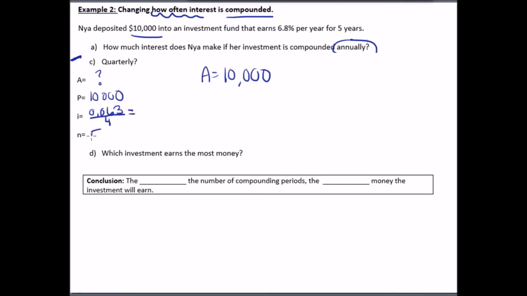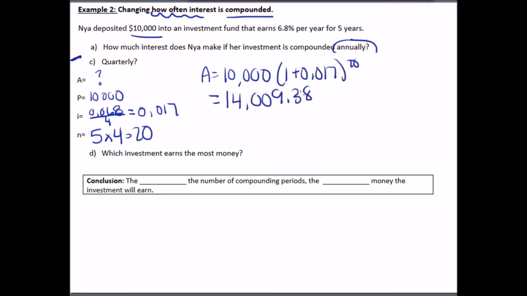But then for the 5 years, it's going to be multiplied by 4. So we're going to get it paid out 20 times, and 0.068 divided by 4, it's going to be an interest rate of 0.017. So 1 plus 0.017 to the 20. Okay, 10,000 times 1.017 to the 20. This is going to pay us out $14,009.38. So which investment earns the most money?